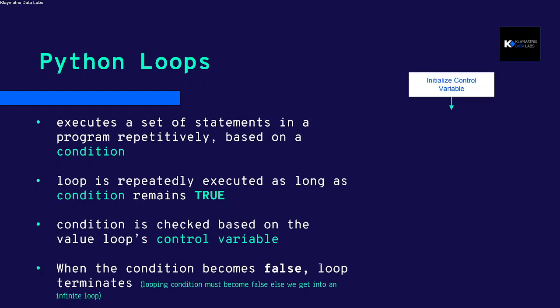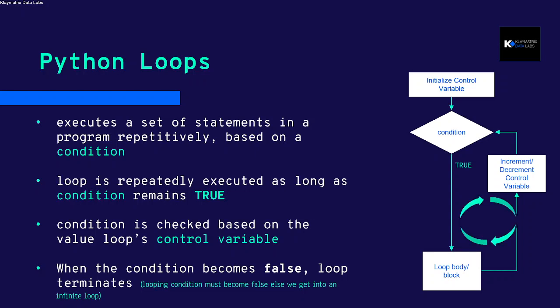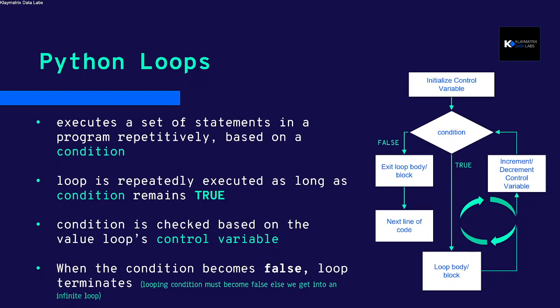Just to understand the construct of the loop, you initialize the control variable, then you put a condition, and if the condition is true, then you go on to repeat the loop body, and then you increment the control variable, and then again check the condition. If the condition is still true, the loop keeps on going, and the moment it becomes false, you exit the loop body or the loop block, and then you go to the next line of code after the loop. This is the basic construct of a loop.